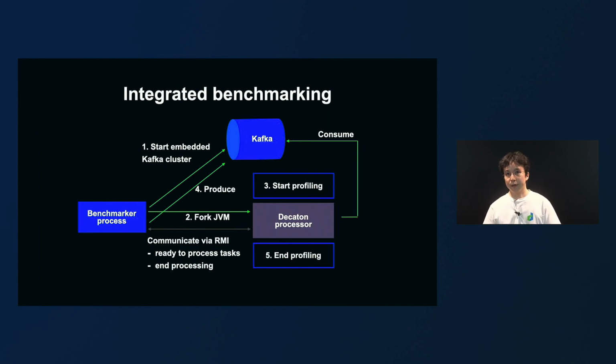To this end, we have developed this integrated benchmarking framework. First, the benchmarking process launches an embedded Kafka cluster. Next, we fork the benchmark Decaton processor application as a separate JVM process. The processor notifies via RMI that the initialization is complete, and upon receiving the communication, the benchmarker starts to produce the tasks simultaneously as launching the profiler. Once communication is received via RMI that all tasks have been processed, we end the benchmark.